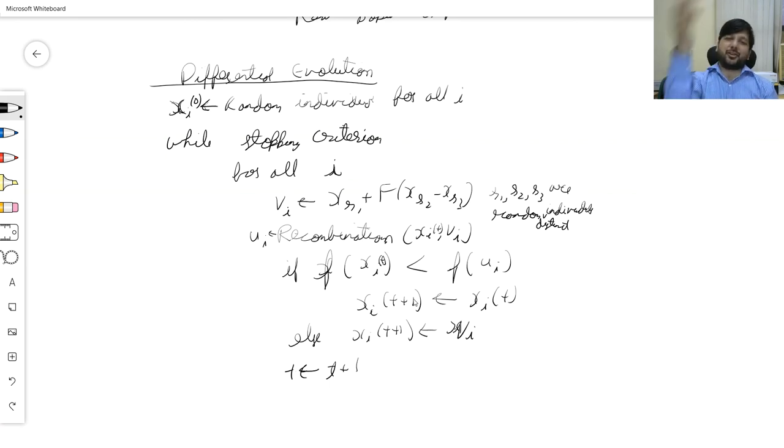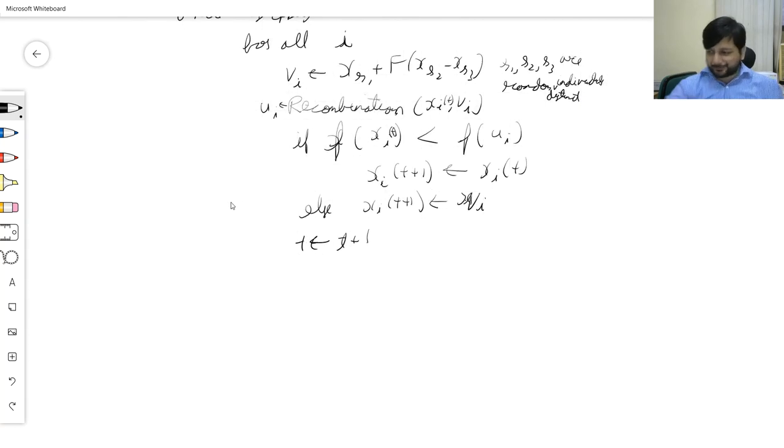And again, the children are fitter than the parents strictly, because if the parents are fitter, then we don't take the child. We take the fitter of the parent and the child. So if the child is good, we take the child. If the child is bad, we take the parent. So the children end up being reasonably better than the parents, and therefore the algorithm actually does a lot of interesting things.